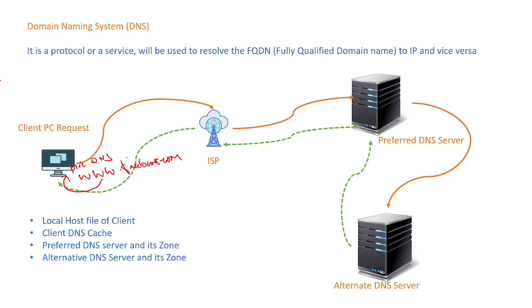I mean the record. If the record is there, see here, this is the preferred DNS server. If you remember yesterday's class, that is 192.168.90.50 is my preferred DNS. Sir, your voice is breaking, sir.